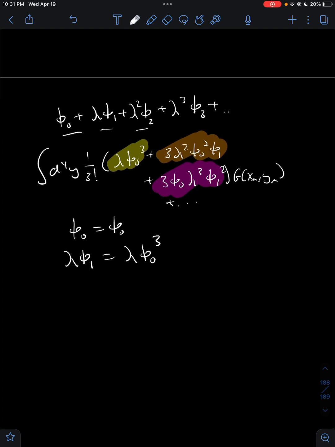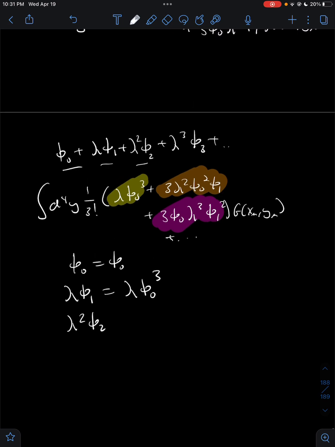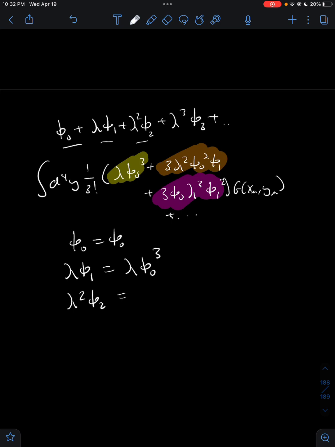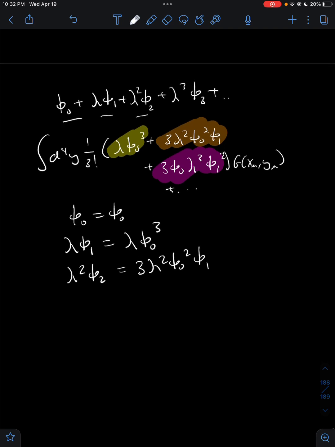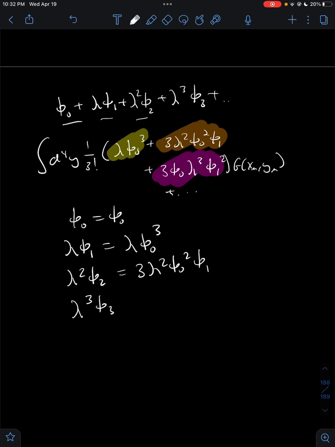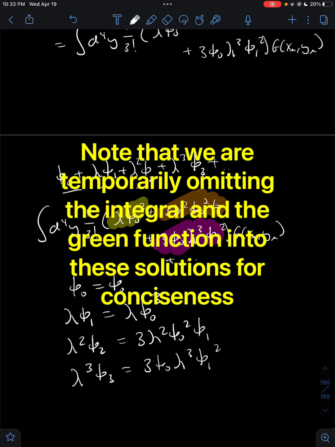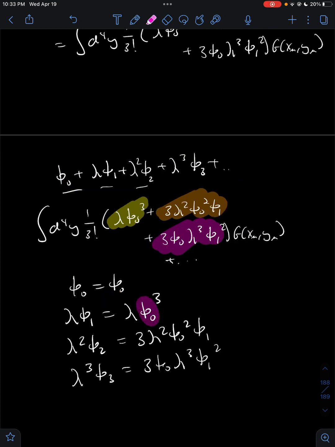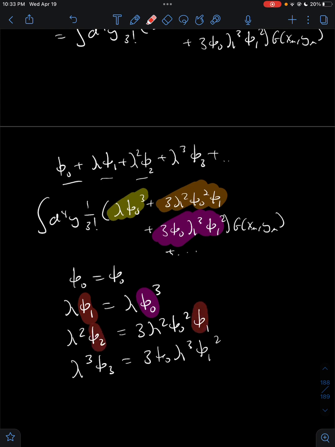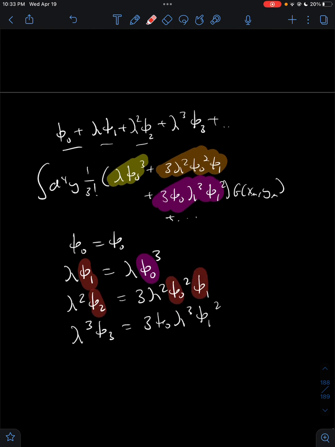Now what is lambda squared phi 2, the third term in our series, going to be? Well, that's going to be equal to 3 lambda squared phi naught squared phi 1 for the same reasons. And then for lambda cubed phi 3, that's going to be equal to 3 phi naught lambda cubed phi 1 squared. So we can see that if we know what phi naught is going to be, that'll give us what phi 1 is. If we know what phi 1 is going to be, that can give us what phi 2 is combined with phi naught, right? And if we know what phi 2 is, well, we don't need to know that for phi 3.